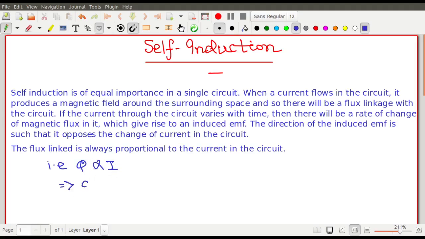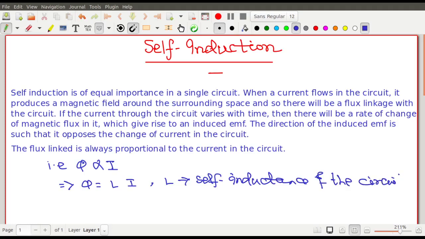So flux is proportional to this current. So in order to remove the proportionality you bring a constant, and this constant is known as L. So L is called the self inductance of a coil, the self inductance of the circuit. Now depending upon the self inductance the light will glow off faster or slower. লাইটটা তাড়াতাড়ি বন্ধ হবে না দেরিতে বন্ধ হবে সেটা ঠিক করবে সেলফ ইন্ডাকটেন্স. So that is how self inductance is important to us. So flux phi equals Li for a single coil or for a single circuit.